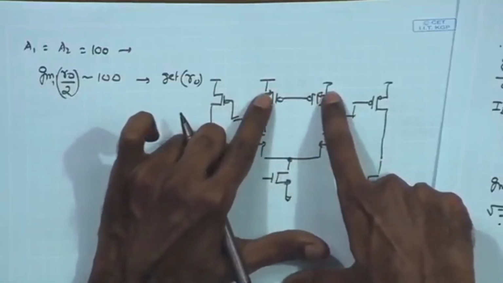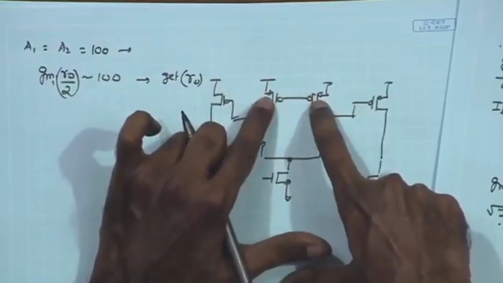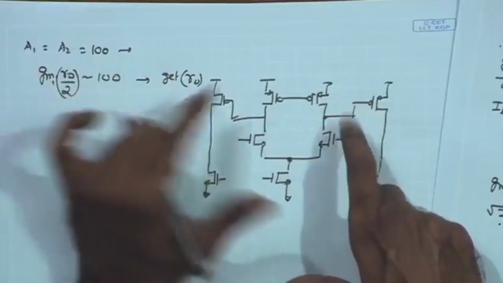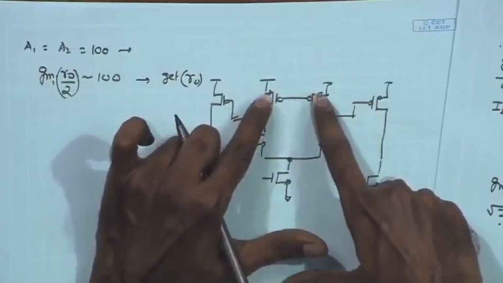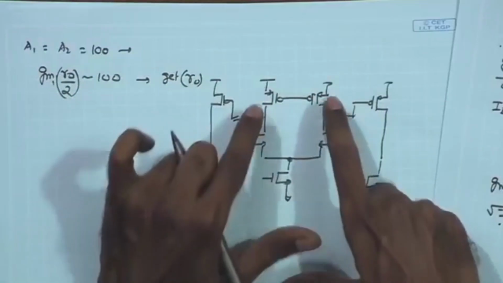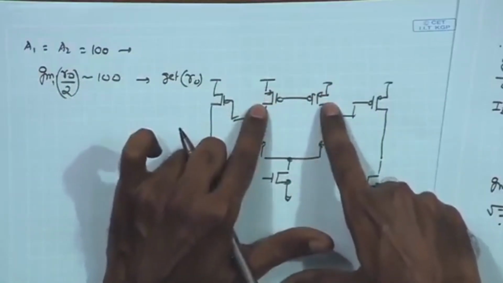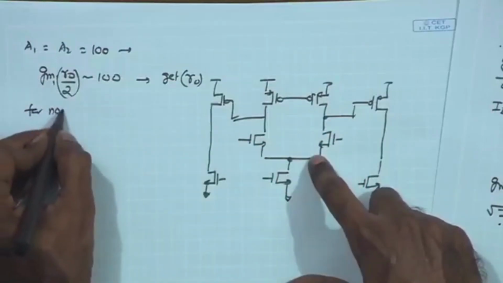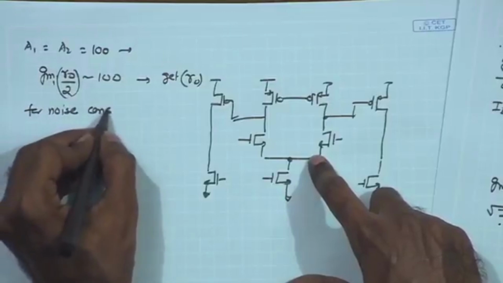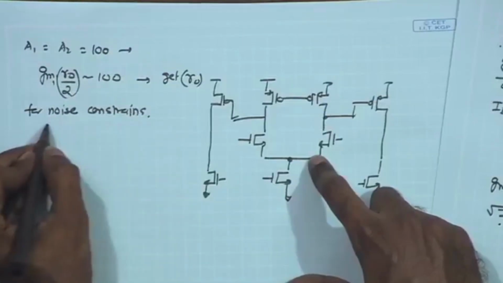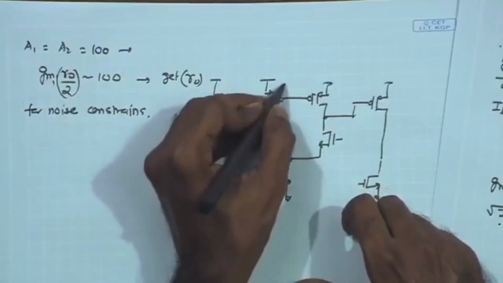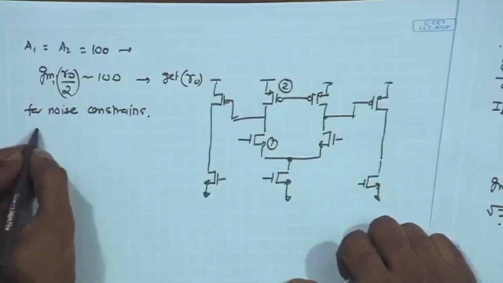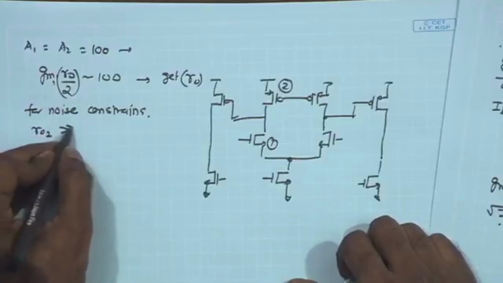to keep the channel length of this PMOS sufficiently large, because that appears in the denominator as L square when we are looking at the input referred noise V in square. So, the channel length of the PMOS must be significantly larger. As a result, the RO of this PMOS can be pretty large as compared to the RO of the N. So, for the noise constraint, if I call this input pair M1 and the PMOS M2, I will generally have RO2 much greater than RO1.